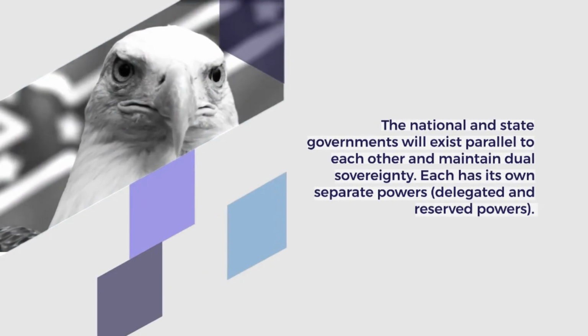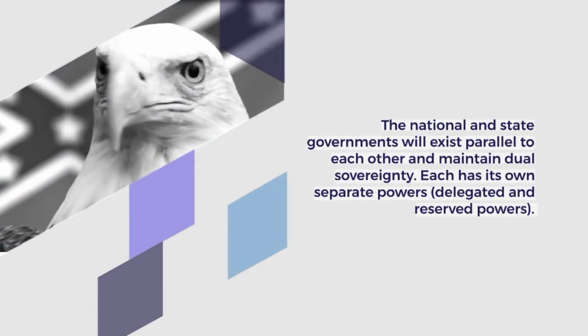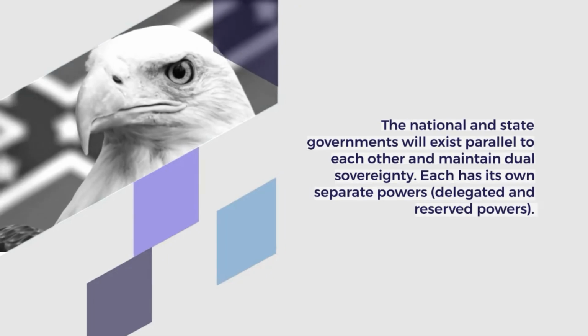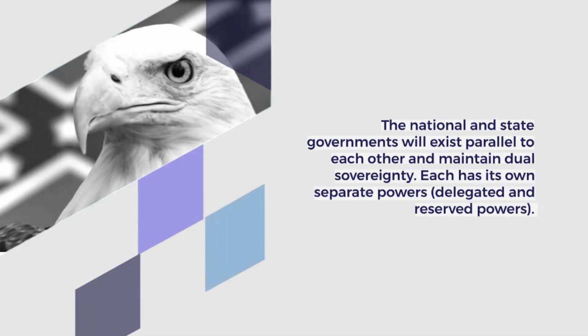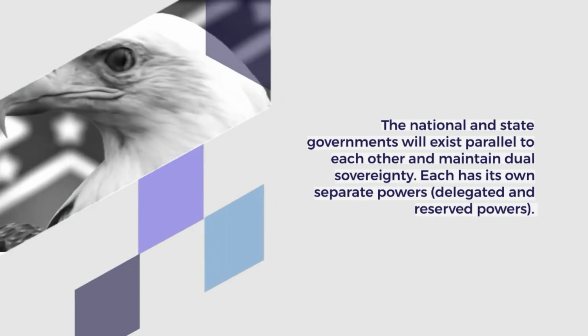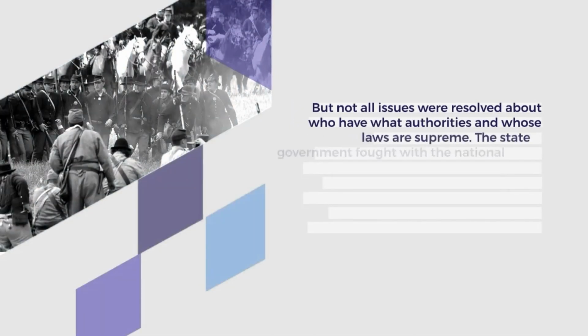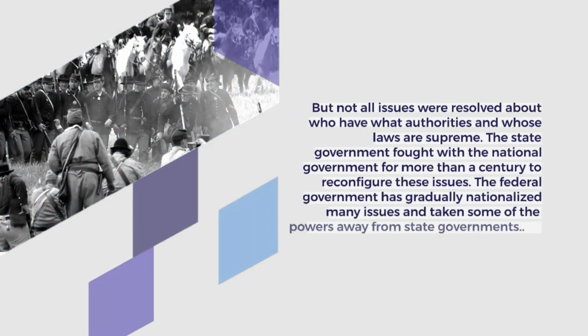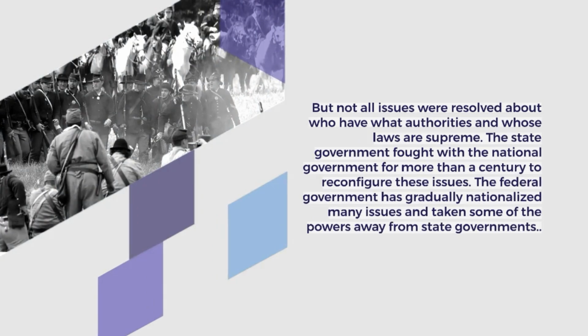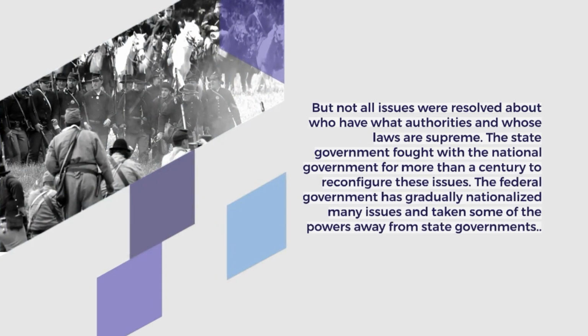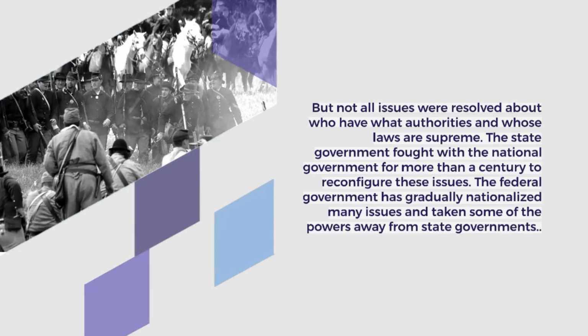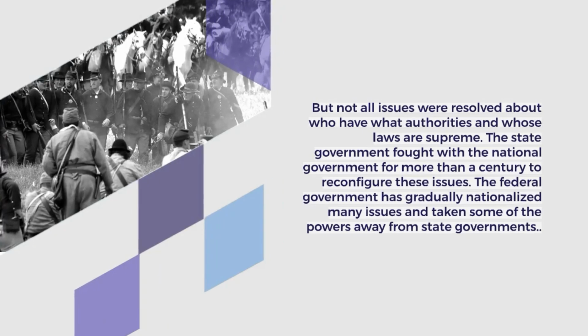Each has its own separate powers, delegated and reserved powers. But not all issues were resolved about who has what authorities and whose laws are supreme. The state government fought with the national government for more than a century to reconfigure these issues. The federal government has gradually nationalized many issues and taken some of the powers away from state governments.